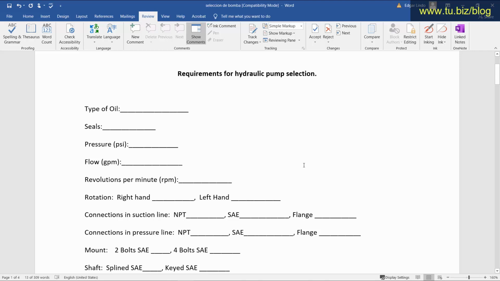Now, if we go further and you say we want to replace, interchange the pump, we're going to be looking at the physical characteristics of the pump, so that the retrofit or the replacement fits in the old pump mount, for example, and you have to do minimum changes to the system.